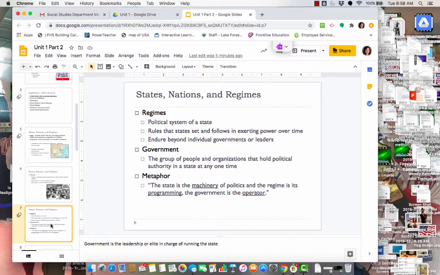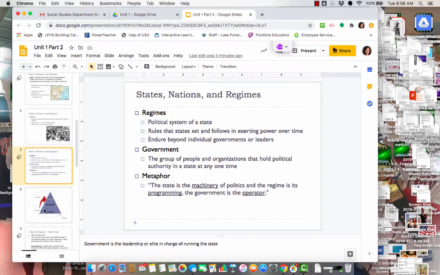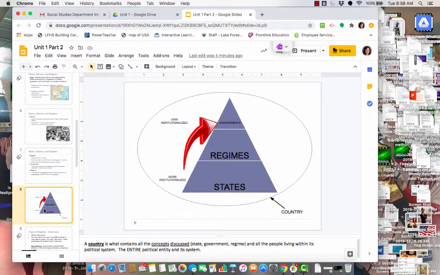Okay, so here's a metaphor to help you understand the difference between regime and government. The state is the machine, and the regime is the programming, right? And the government is the operator of the machine. So the state's the machine, the regime is the programming of the machine, and the government is the operator of the machine. All right, moving along. Here's a visual for my visual people. So the government operates the regime, which is part of the state, and the country is the geographic borders.